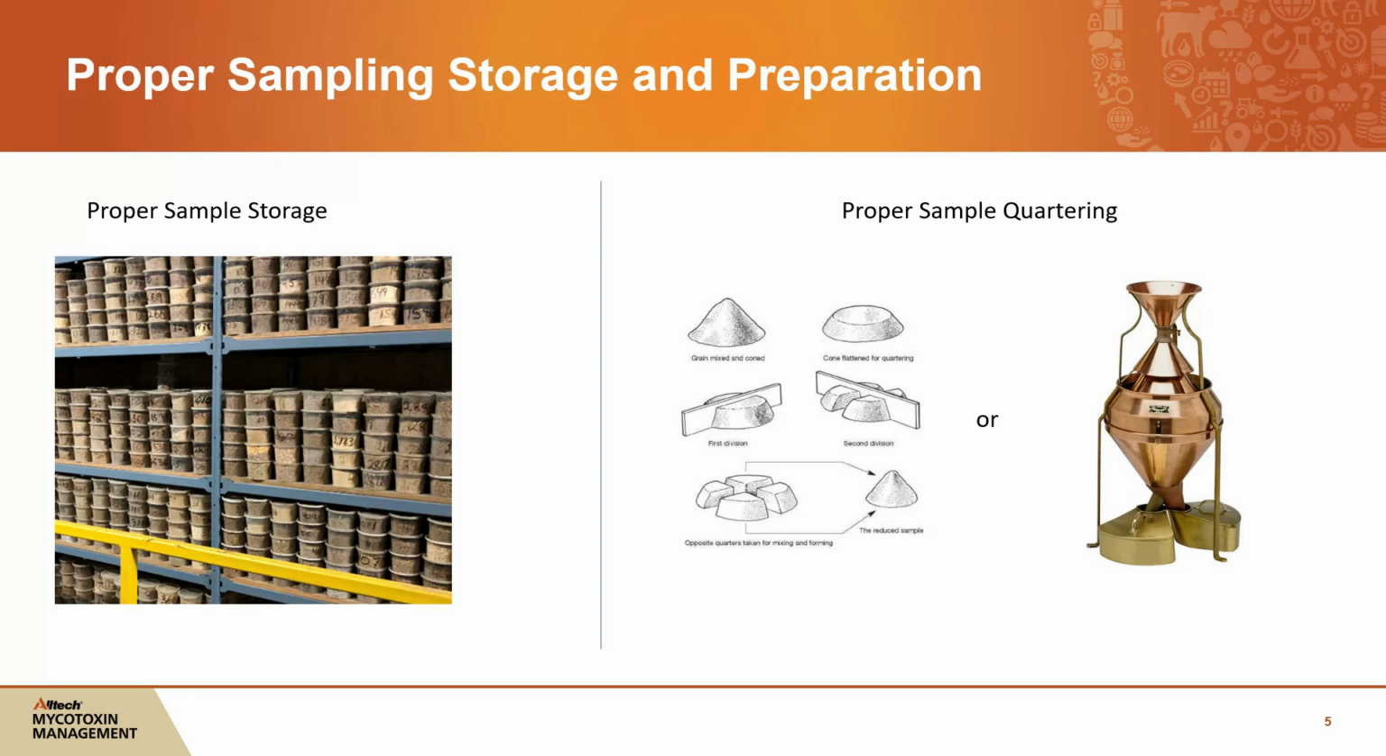Or you can buy a sample splitter like the one on the right. It's very easy. You simply pour the sample into the top of the hopper there, and it filters down to those bottom ports and splits the sample evenly. The downfall of those types of sample splitters is they're fairly expensive, well in excess of $1,000 US.